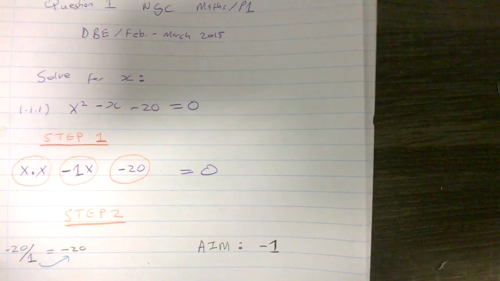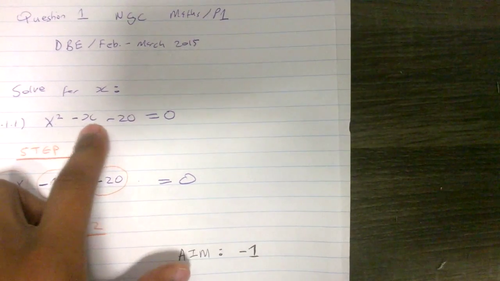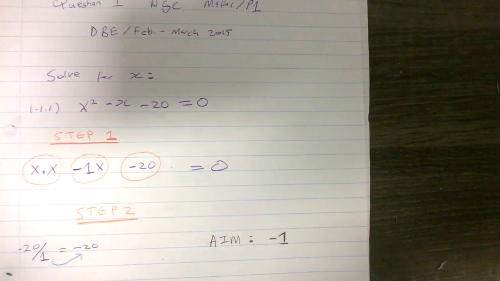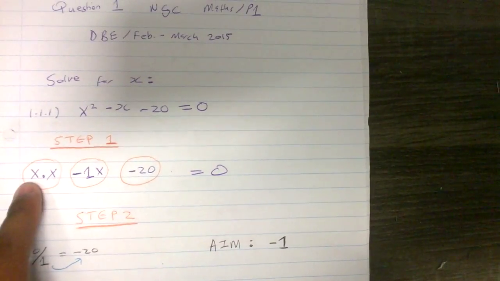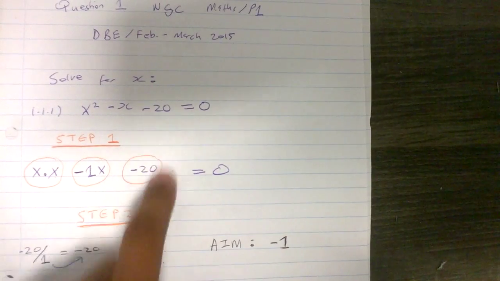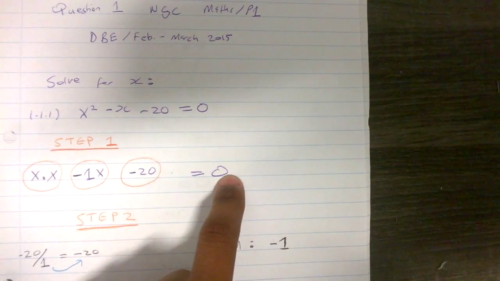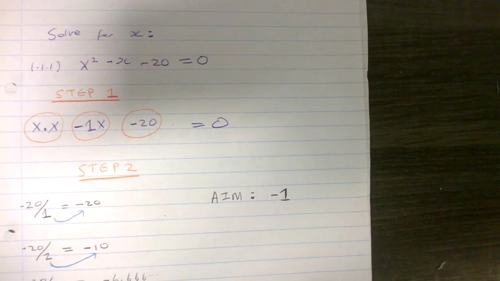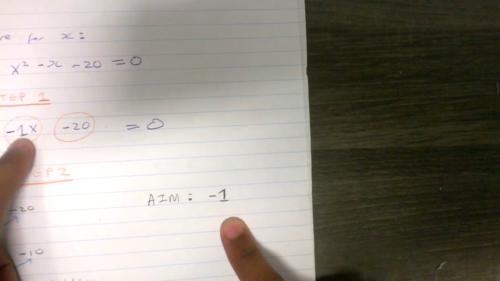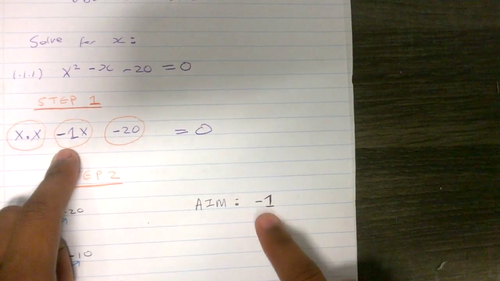The first step that you do when you have x squared minus x minus 20 equals 0 and you want to solve equations of this form, you're going to write this x squared as x times x, write this negative 1x, and then write the constant, and you want to have 0 on the other side. Step 2, what you're going to do is that this thing will be your aim. This one in the center, that is your aim.